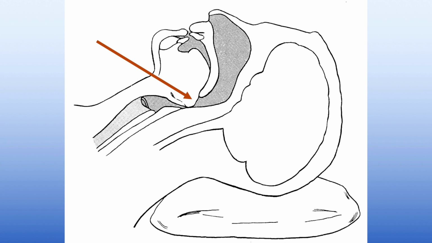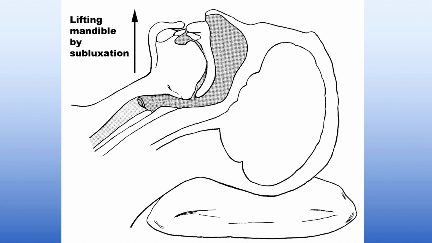This arrow depicts the point of occlusion of the airway in the posterior pharynx or back of the throat. By lifting the jaw and bringing it upwards, one actually brings the entire tongue forward as well, opening this space and creating an air passage that can be used with a mask, for example, to push air into the trachea from the nose and mouth.